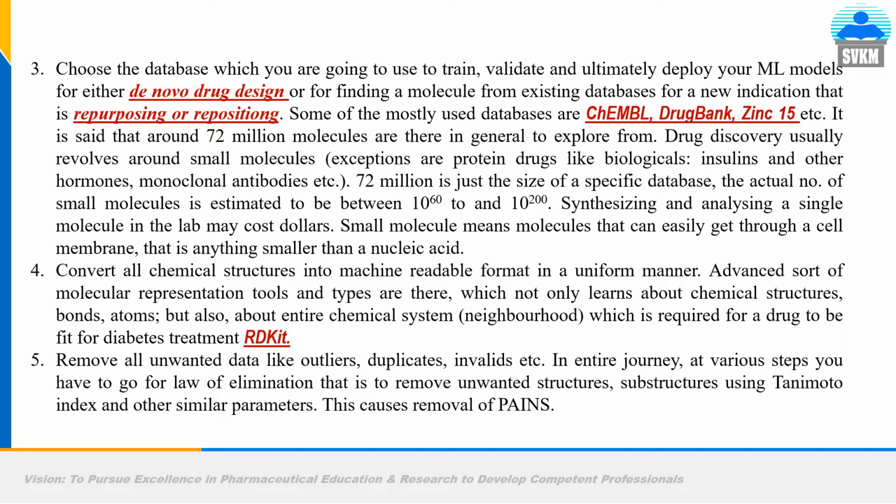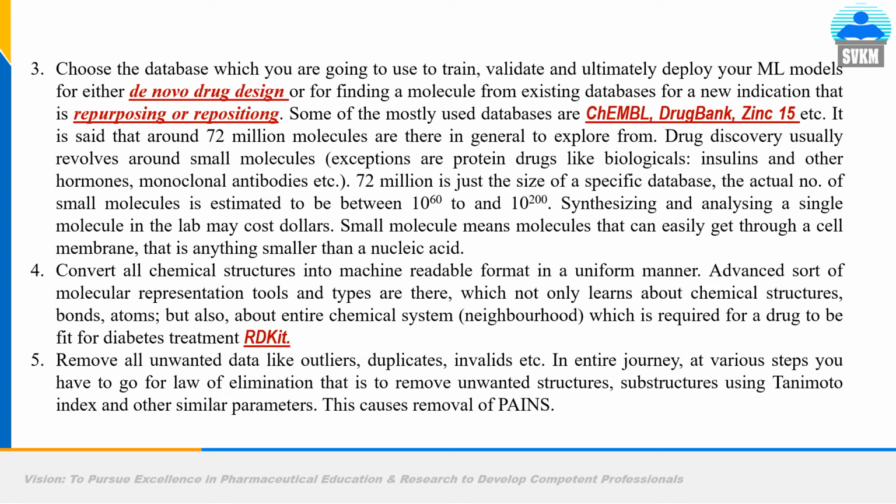Convert all chemical structures into machine readable format through various molecular representation techniques, as we have already seen in earlier videos. Advanced molecular representation tools and types are there which learn not only about chemical structures, bonds, atoms, but also about the entire chemical system, that is its neighborhood, vicinity area, which is required for a drug to be fit for diabetes treatment, for example. And this job is done very nicely by RDKit, a cheminformatic library, in a Python friendly manner.